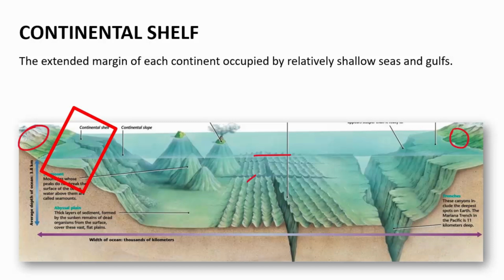So first of all, we'll start off with the continental shelf. Now, what is the continental shelf? These are the extended margins of each continent, occupied by relatively shallow seas and gulfs. Now, what does this mean?